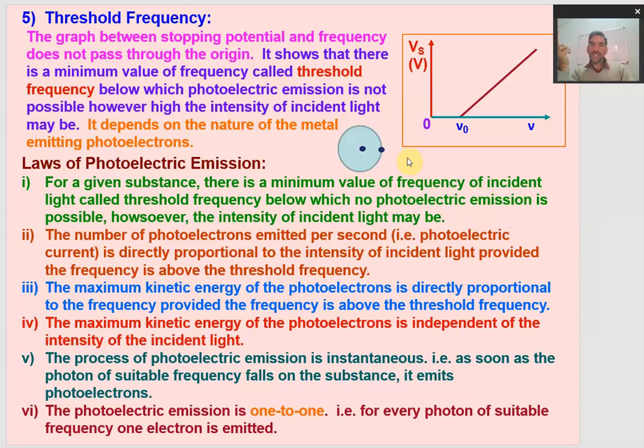So when an incident radiation has a frequency equal to the threshold frequency or higher than that, only then will the electron be able to gain that certain minimum amount of energy. If the frequency is less than the threshold frequency, the electron will not be able to gain sufficient energy, equal to its work function, and hence will not be able to become free.